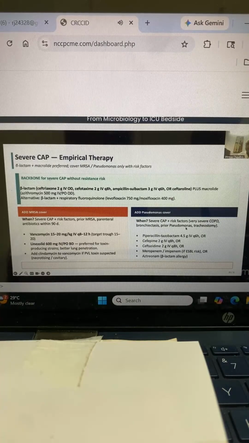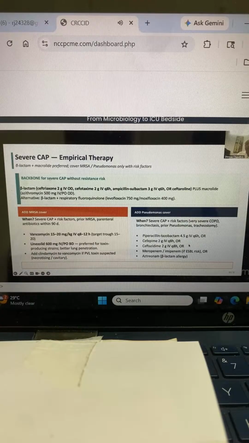On the other hand, for Pseudomonas cover in severe CAP, the risk factors you need to look for are bronchiectasis and prior Pseudomonas. The drugs are the ureidopenicillins, that is piperacillin-tazobactam, depending on drug sensitivity. You can use other fourth generation cephalosporins, and ceftazidime is the proper one, but because of drug resistance today, we need to look at using ceftazidime-avibactam. Carbapenems can be used, but with NDM coming up, they may not be the drug of choice.